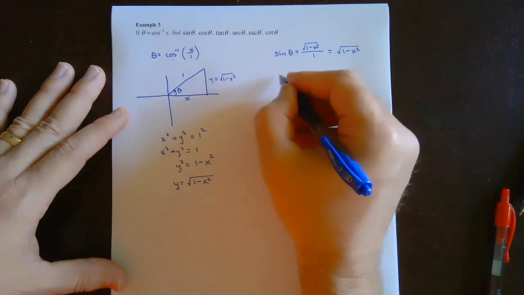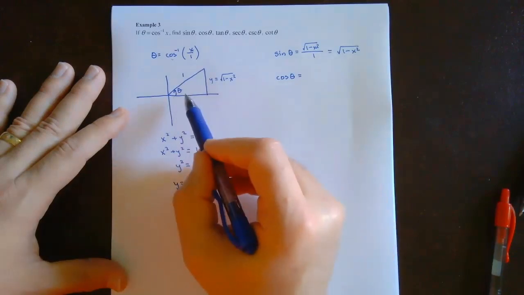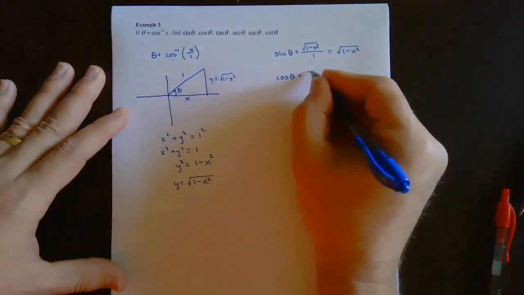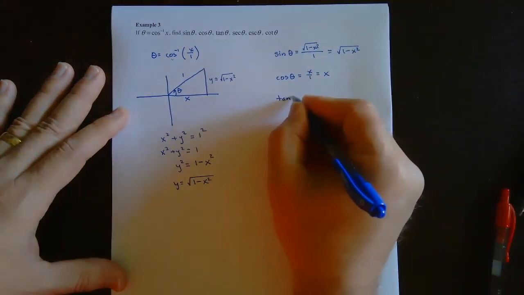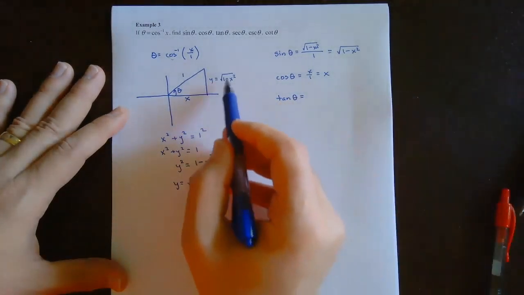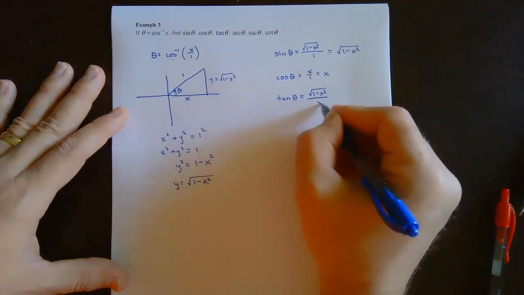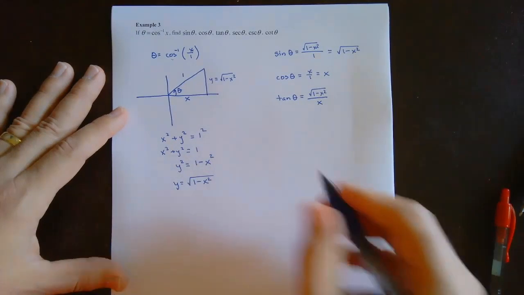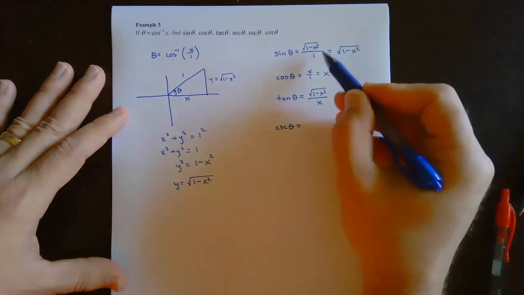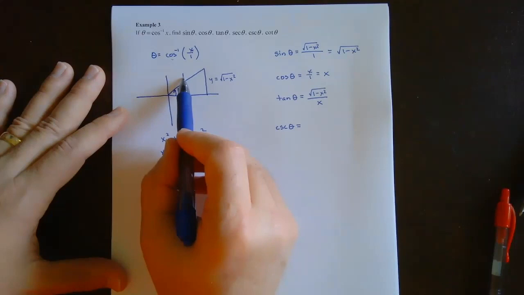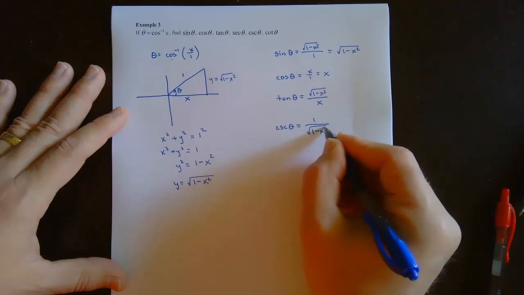Cosine theta is x over 1, or simply x. Tan theta is y over x. So that would be the square root of 1 minus x squared over x. Cosecant theta is equal to the reciprocal of sine. So it's going to be r over y. So that'd be 1 over the square root of 1 minus x squared.